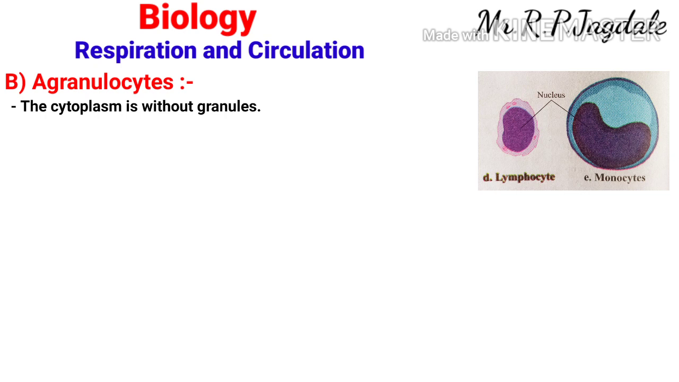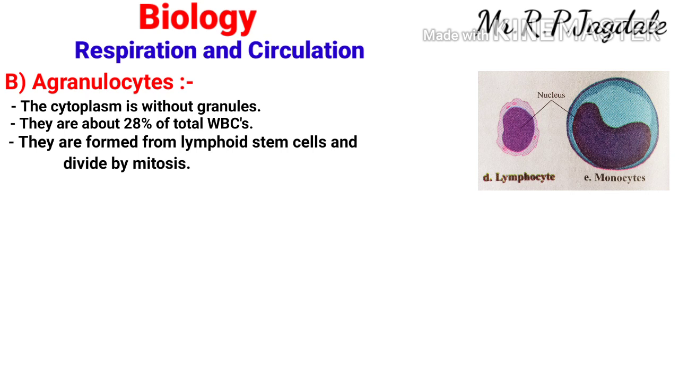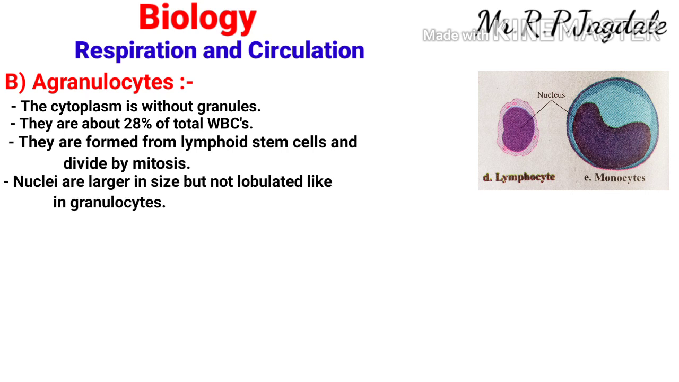They are about 28% of the total WBCs. Granulocytes are 72%, so the remaining 28% is agranulocytes. Agranulocytes are formed from the lymphoid stem cells, and they divide by mitosis. This is a characteristic feature of agranulocytes: they can divide by mitosis.